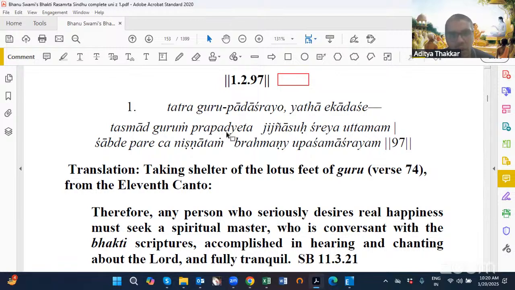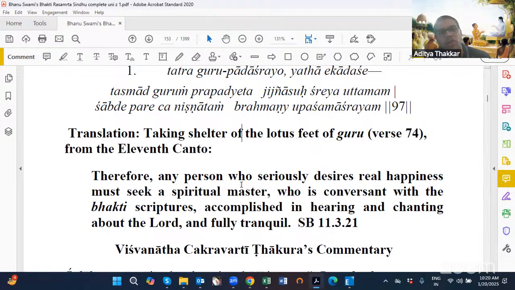1.2.97. Tatra Guru Padashraya Yatha Ekadashe. Translation: Taking shelter of the lotus feet of the Guru, from the 11th canto. Therefore, any person who seriously desires real happiness must seek a spiritual master who is conversant with the Bhakti scriptures, accomplished in hearing and chanting about the Lord, and fully tranquil. Srimad Bhagavatam 11.3.21.